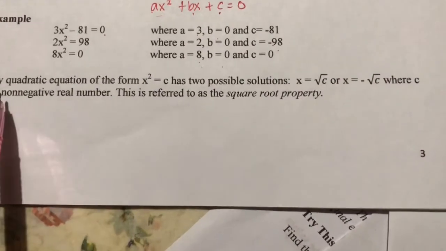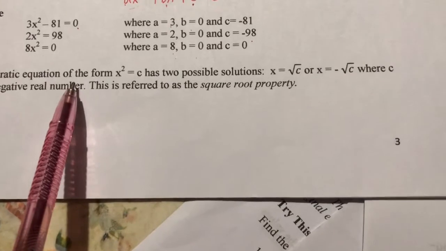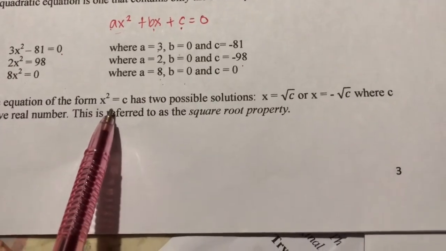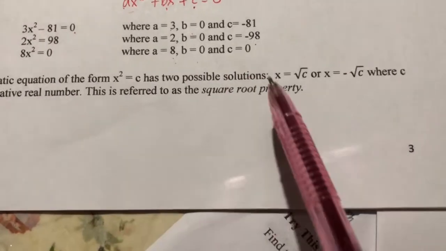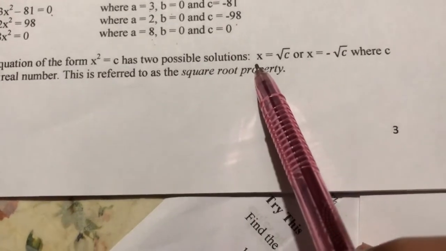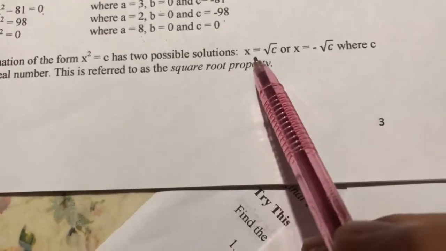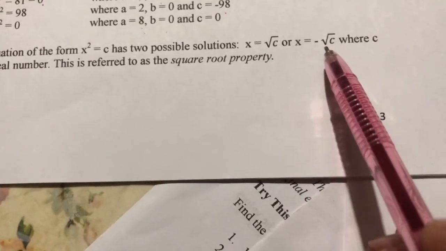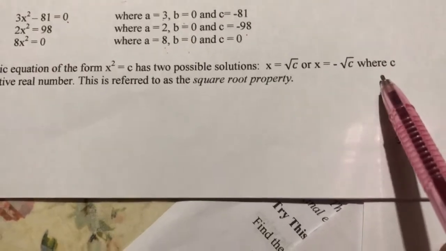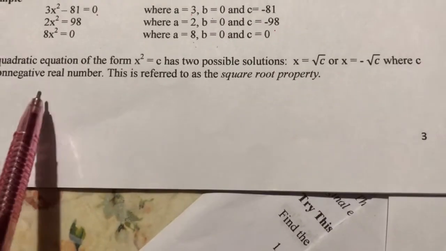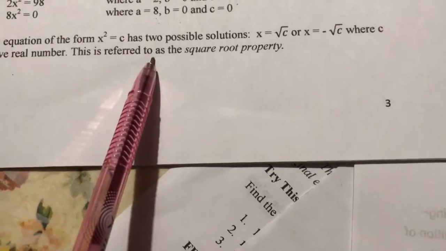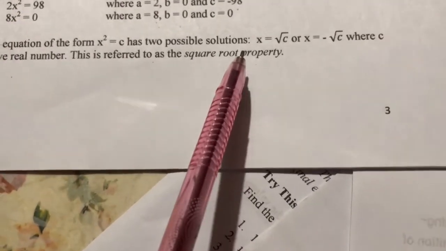Take note that any quadratic equation of the form x squared is equal to c has two possible solutions. X is equal to square root of c, or x is equal to negative square root of c, where c is a non-negative real number. This is referred to as the square root property.